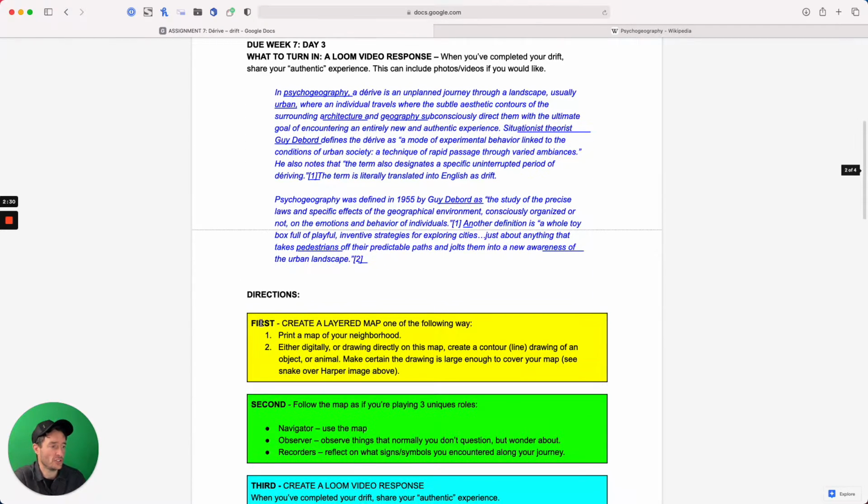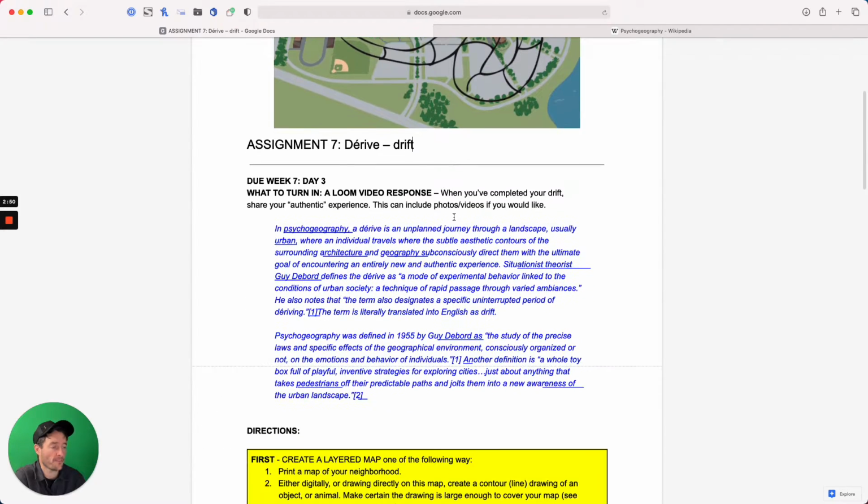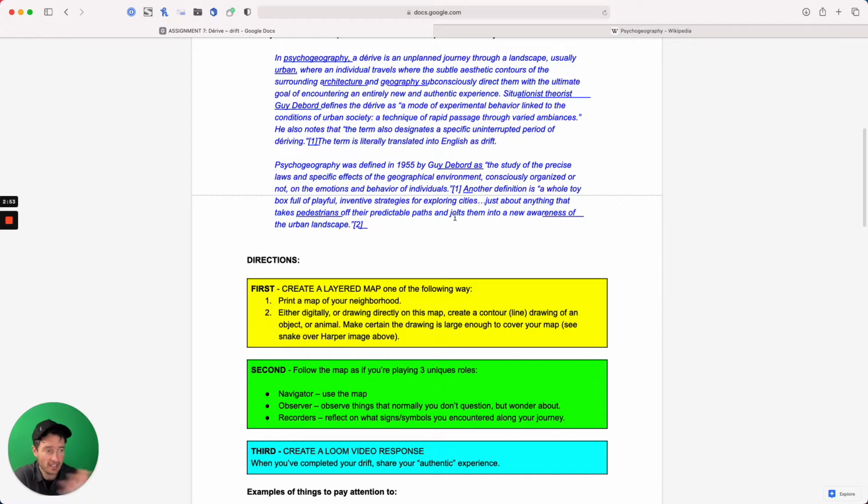So what you're going to do first is create a layered map of your own. You're going to print out a map of your neighborhood. I would suggest going to Google Maps or any map app, zooming to a comfortable distance, something walkable. Then you're going to either digitally, like I did, or by drawing directly onto the printout, create a contour line drawing of an object or an animal. It could be a teacup, or I've had in the past a camera, or a landscape of Chicago, and so on. Whatever it is, it's got to be a line drawing.